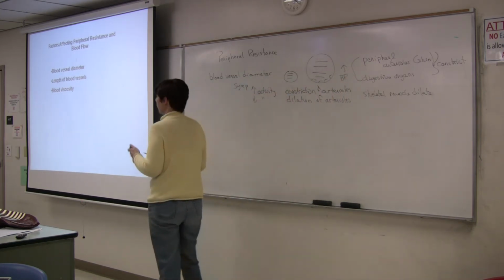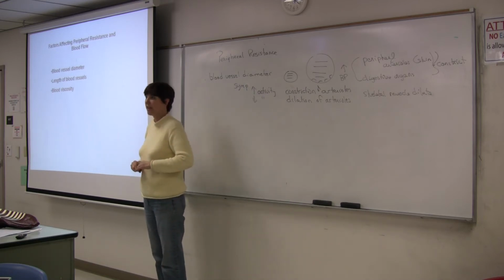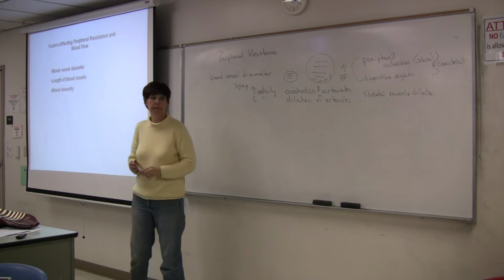Okay. Now we do have some hormones that we'll discuss primarily when we get to the urinary system that will also cause vasoconstriction. Okay. But primarily it's our autonomic nervous system.